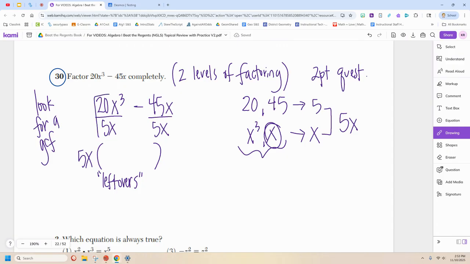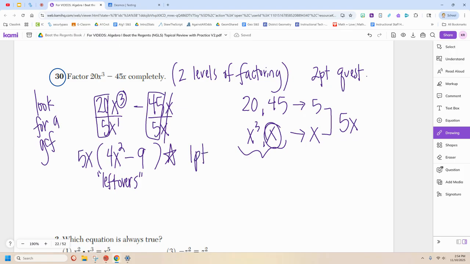So 20 divided by 5 is 4. I had 3 x's. I'm removing 1 x, so I'm going to get 2 x's left. I have a subtraction symbol. 45 divided by 5 is 9. And then those x's are going to cancel. So right now, this answer is worth 1 point.